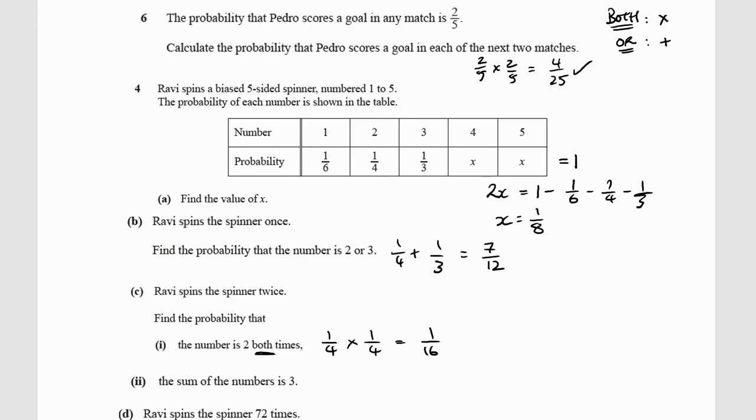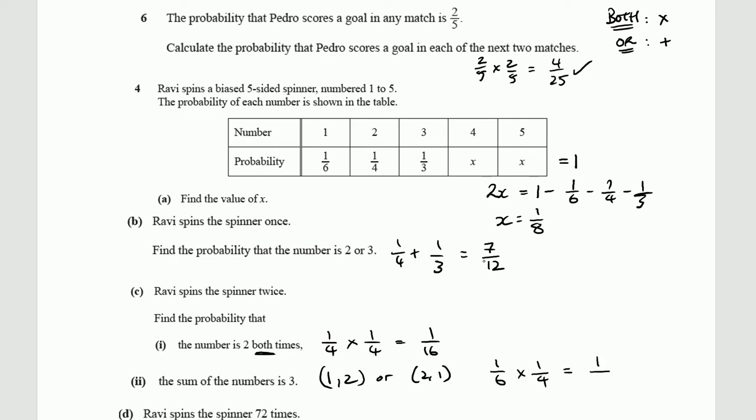Now we want the probability, if he spins the spinner twice, that the sum of the numbers is 3. Now this one can only happen one way really, a 1 and a 2. But we have to be careful. We could get a 1 and then a 2, or we could get a 2 and then a 1. So the probability of a 1 and then a 2, we want the sixth for the 1 and the quarter for the 2, and both those things need to happen. So we multiply them together.